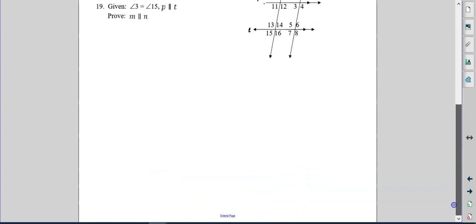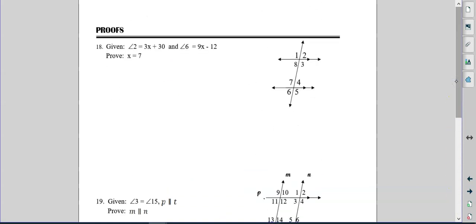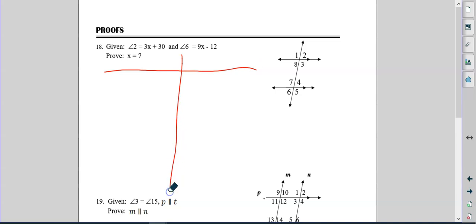All right, now we just have a couple of proofs. So we start off with our lines. We say statement, sorry, that is statement, and reasons. So first thing we do always is we write angle 2 equals 3x plus 30, and angle 6 equals 9x minus 12. And those are both given.